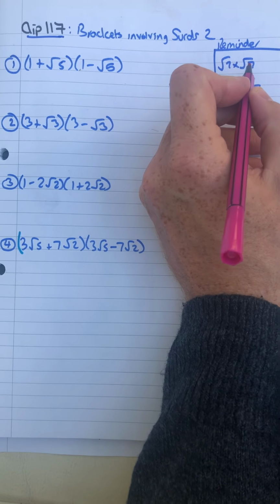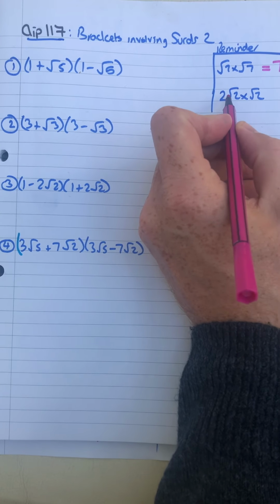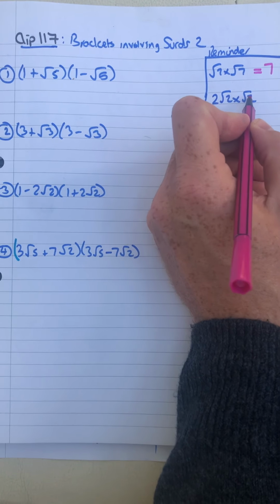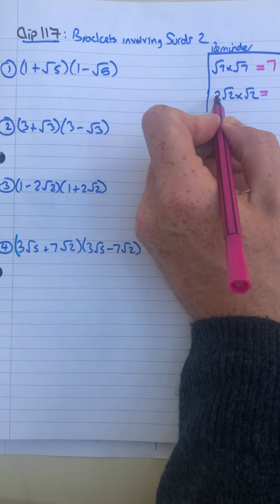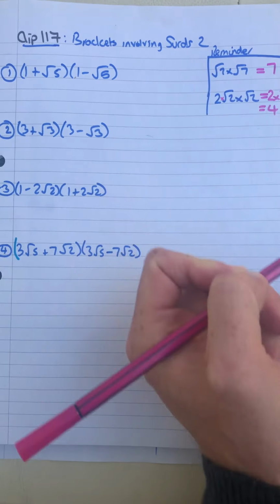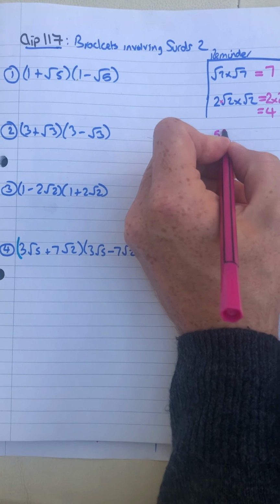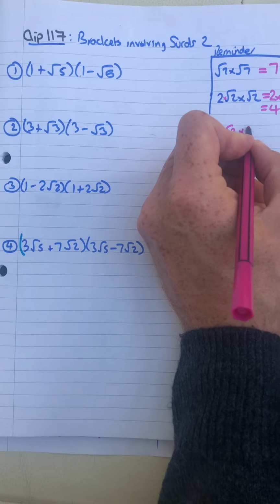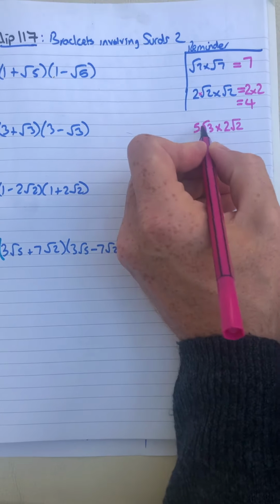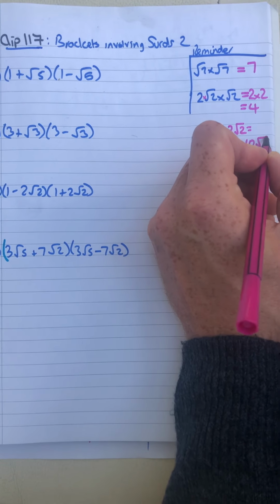So first one, root 7 times root 7 is 7. When we've got a number in front, then you do the surds first, so that's 2. And then you've got 2 in front, and we know that's a times sign. So that'll be 2 times 2, which is 4. And then the third one, what if we had 5 root 3 times 2 root 2? Well, 5 times 2 is 10, and then root 3 times root 2 is root 6.